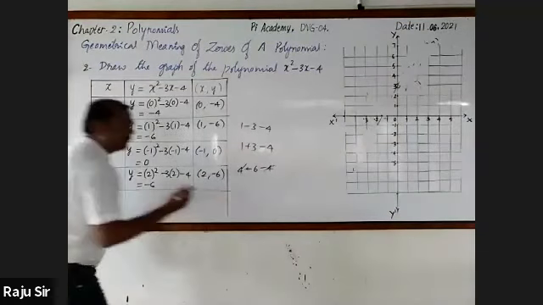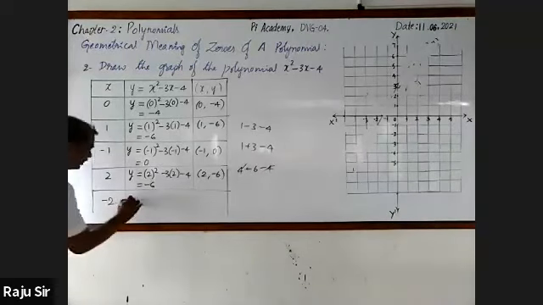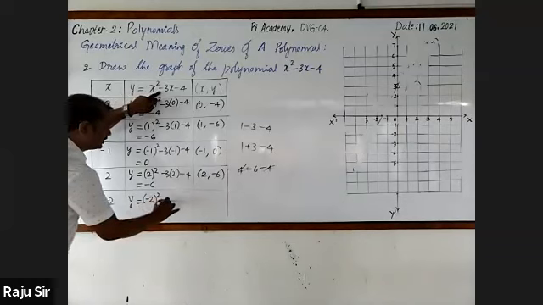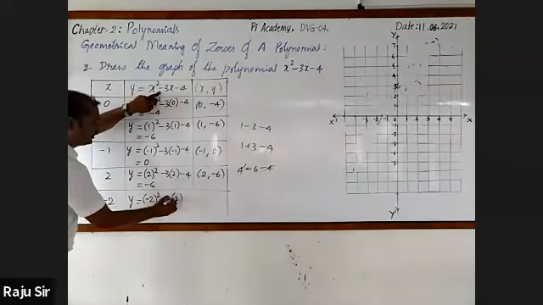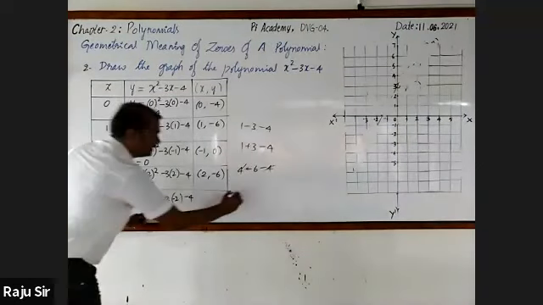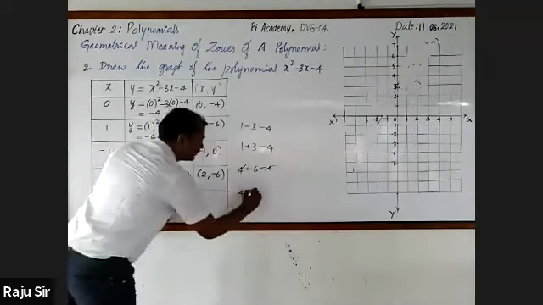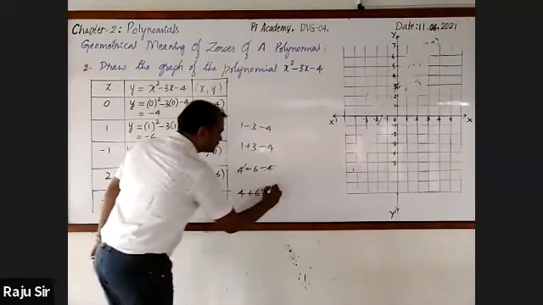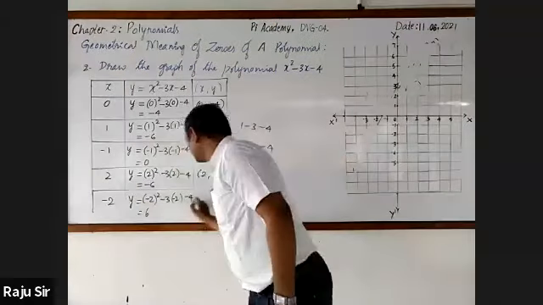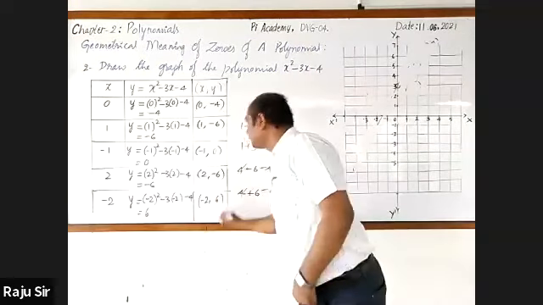You may take minus 2 also. Try that one, the last one. When x is minus 2, then y is equal to minus 2 whole square, minus 3 into minus 2, then minus 4. Minus 2 whole square is plus 4, minus 3 into minus 2 is plus 6, then minus 4. Minus 4 plus 4 cancel, you will get plus 6. Write it: when x is minus 2, y is plus 6.